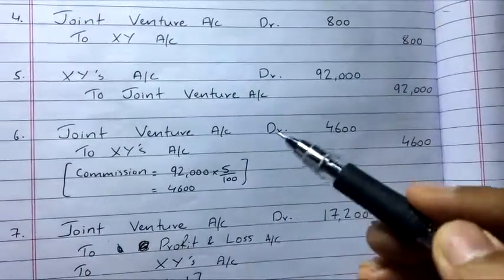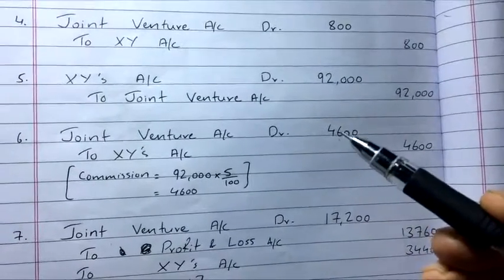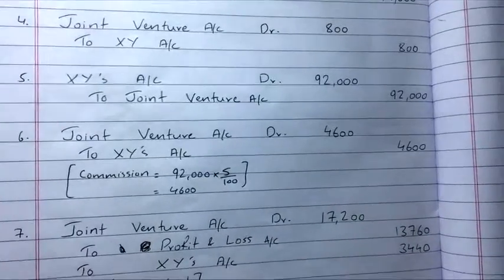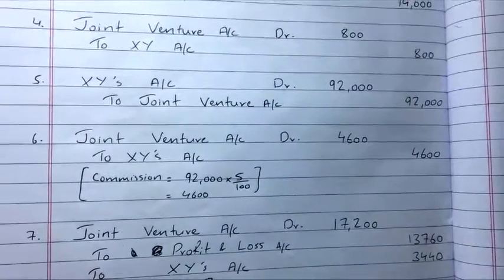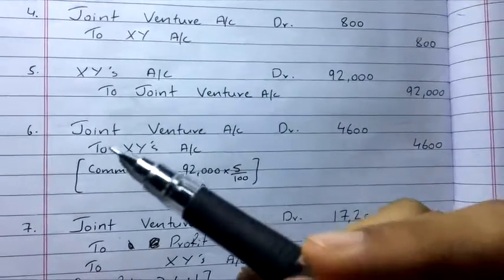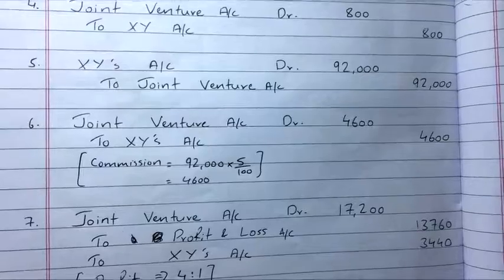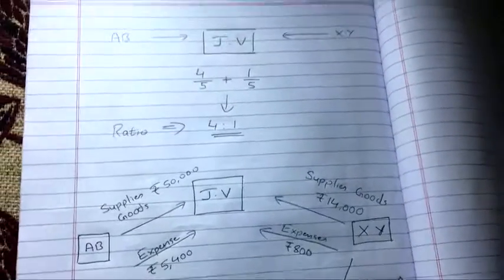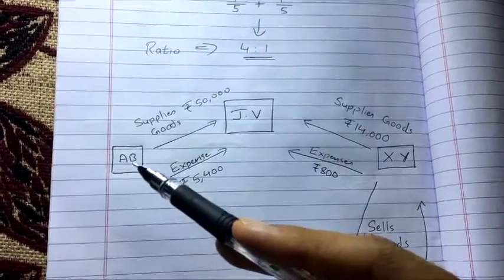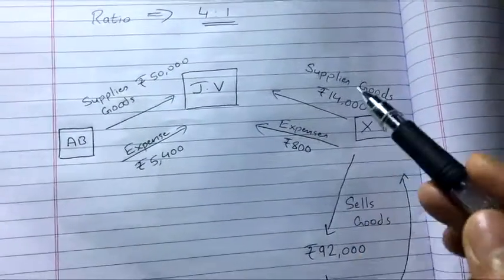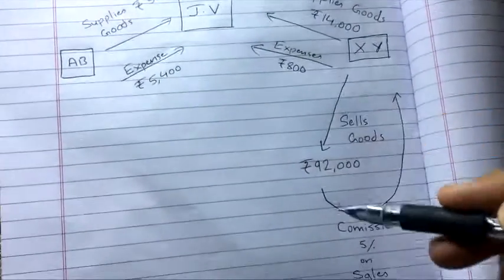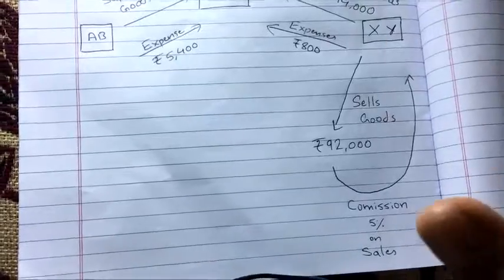So joint venture account debit 4,600, and then this commission was paid to XY, so to XY's account 4,600. It is very simple. Expenses increase in debit, and then to whom it is paid? It is paid to XY. All right, so to XY's account 4,600. And now everything is over, right? See, this entry is over. Supply of AB and then expense of AB, that is also over, and then supply of XY entry is also over, expense of XY entry is also over, and then sales entry and then commission entry, everything is over.